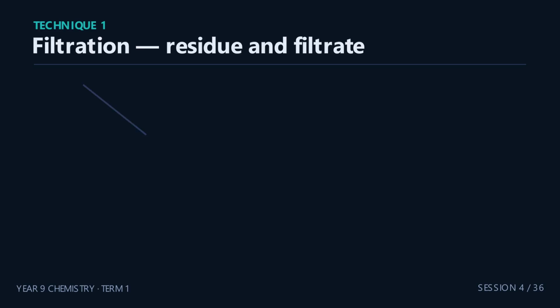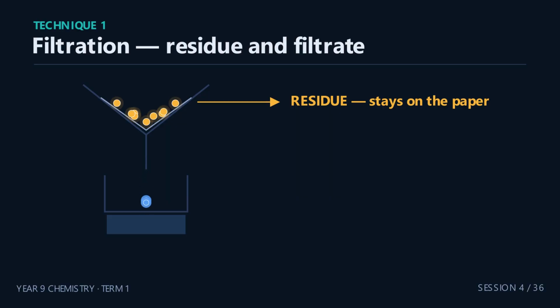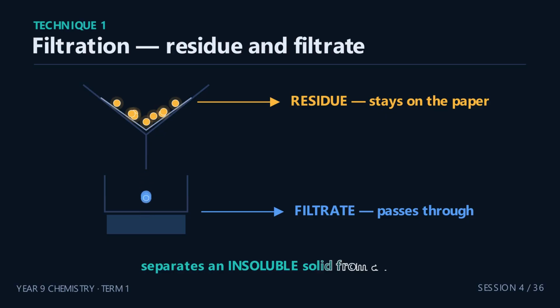Filtration separates an insoluble solid from a liquid. Watch what happens when we pour sandy salt water through filter paper in a funnel. The sand grains are too large to fit through the pores, so they stay on the paper. We call that solid the residue. The liquid passes through and collects below. We call it the filtrate. 2 words, 2 marks, so learn them well. Residue on the paper, filtrate in the flask.